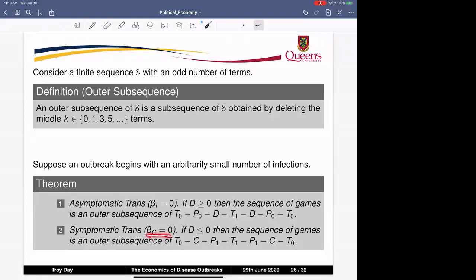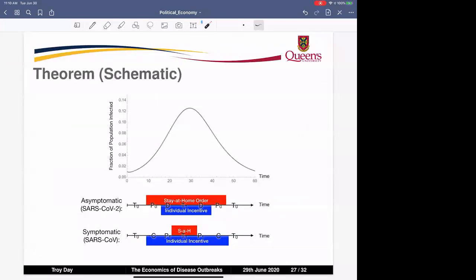Symptomatic transmission where beta C equals 0. If D is less than or equal to 0, then the sequence of games is given by this. So again, we start with a trivial game at 0, but then there's a coordination game. Then there's a prisoner's dilemma where everybody's distancing, but they would be better off if they hadn't been distancing. And then we hit T1 and we back out of that again in the same way. So that's the theorem. Let me just show you a schematic of that here.